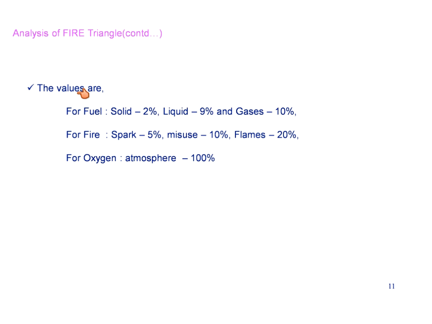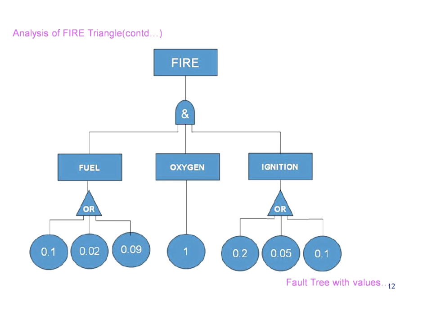Now, analysis of the fire triangle, we will try to do with some values. It's the same model. I am giving some values: how much percentage solid is contributing for the fire, how much percentage liquid is contributing, how much percentage gases is contributing. Similarly, how much percentage spark, misuse, flame are contributing for the fire to happen. And how much percentage oxygen is contributing? 100%, because it is available in the atmosphere. So this is the problem. Let me see how to find out the cause, how to stop this fire.